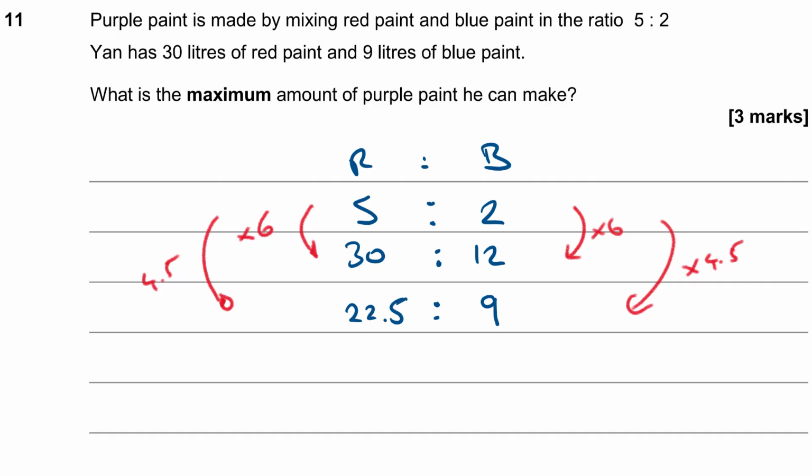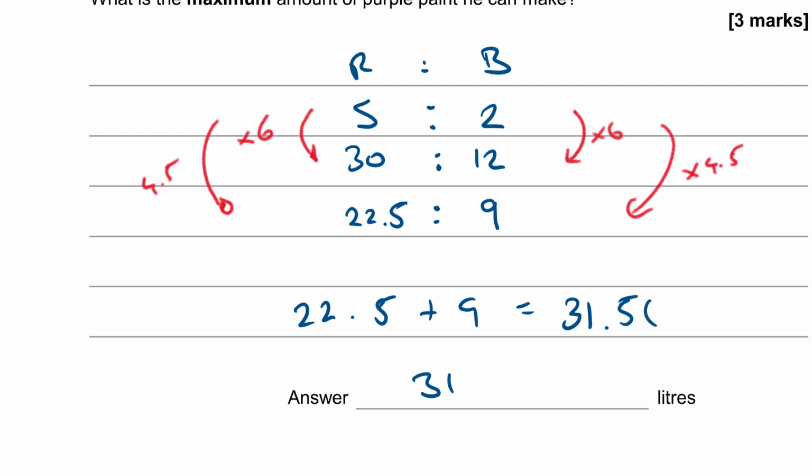So what's the maximum amount of purple paint that she can have? Well, I suppose when you add 22.5 litres of red paint to 9 litres of blue paint, then altogether you're going to have 22.5 plus 9 litres of paint, which is 31.5 litres. So she's going to have 31.5 litres of purple paint.